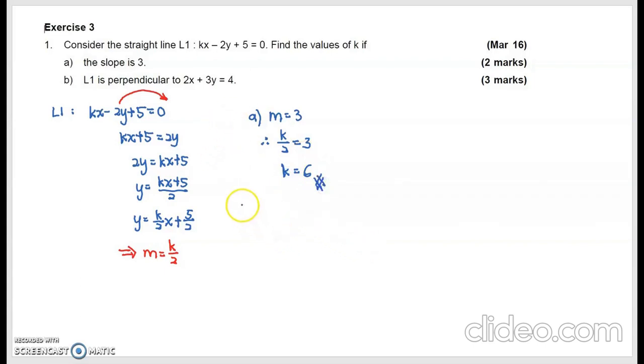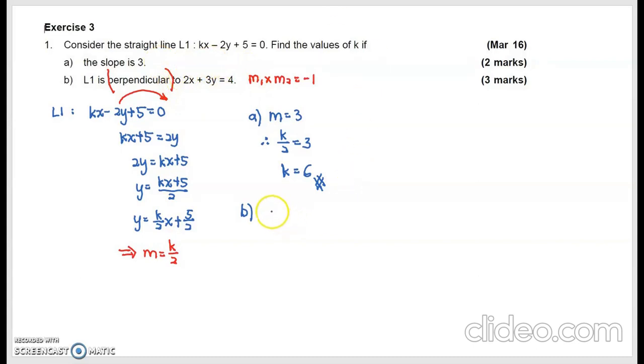Now we move on to question B. L1, line number 1, is perpendicular to 2x plus 3y is equals to 4. So if you still remember, for perpendicular, m1 times m2 must be equals to negative 1 because of the word perpendicular.